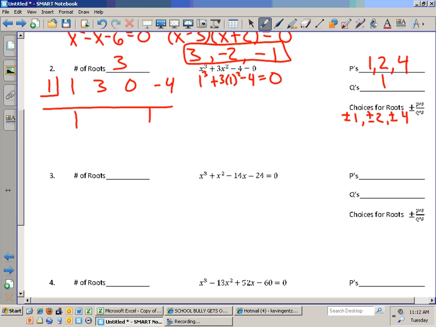Drop the 1, multiply. I get 1, add, I get 4, multiply, I get 4, add, I get 4, multiply, I get 4, add, I get 0. What is my resulting polynomial?